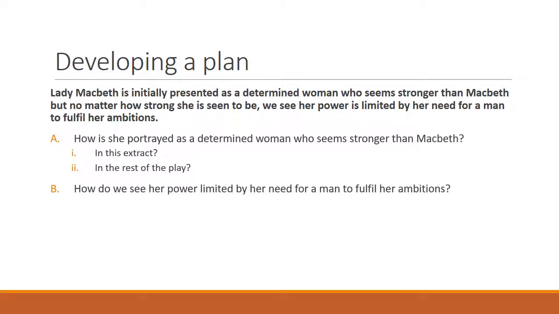How do we see her power limited by her need for a man to fulfil her ambitions in the extract and in the rest of the play? Quick plan, easy to sort out, okay? Obviously, the majority of your planning in this case is working with the extracts.